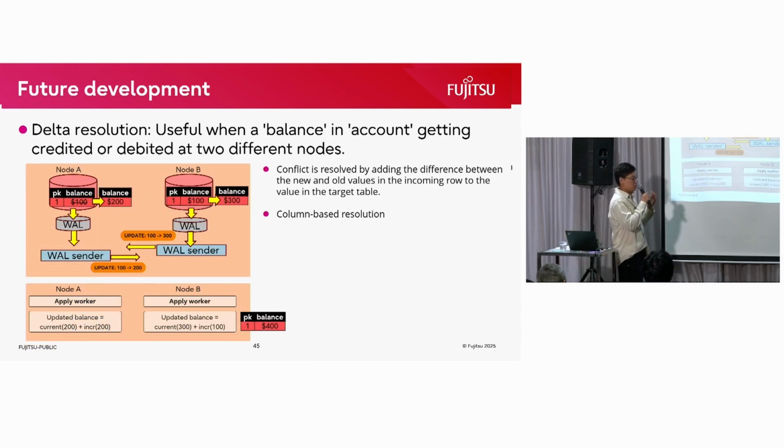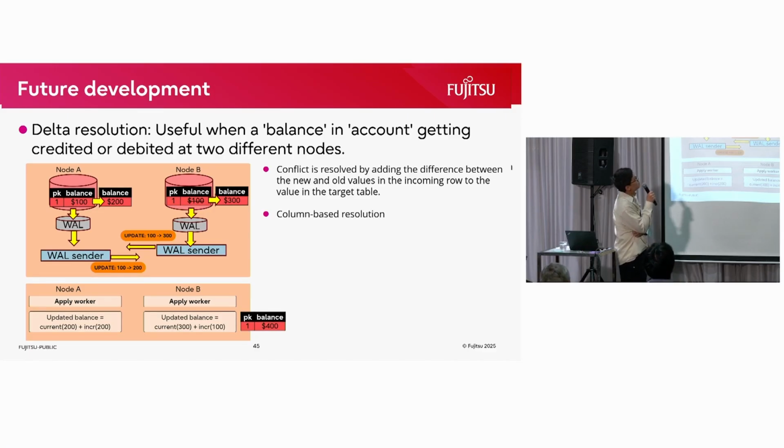Yeah, that's all for the features that are under development. And we also have some plans for more features, but they're still under design. And one of them is the delta resolution. So it's useful when a balancing account is getting credited or debited at two different nodes.